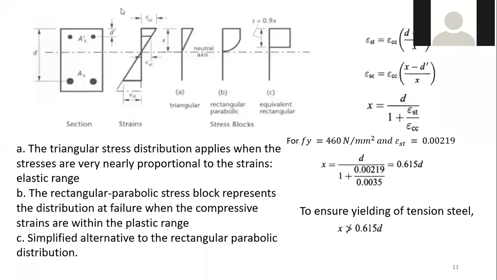This diagram is the cross section, the major information you need to know here. This is the strain diagram. The strain value for the concrete, which is at the top here, is this. The strain value for this steel is this. That is why you call it strain. This is epsilon_cc, the strain for compression concrete.